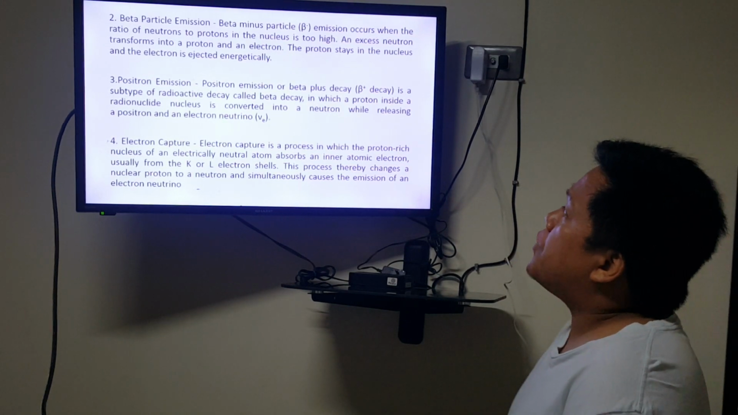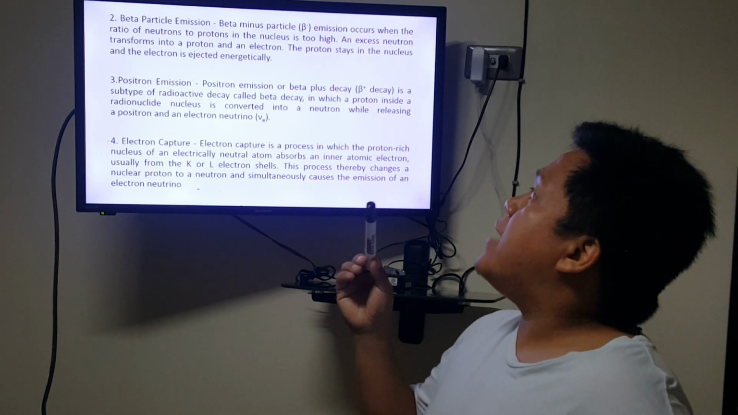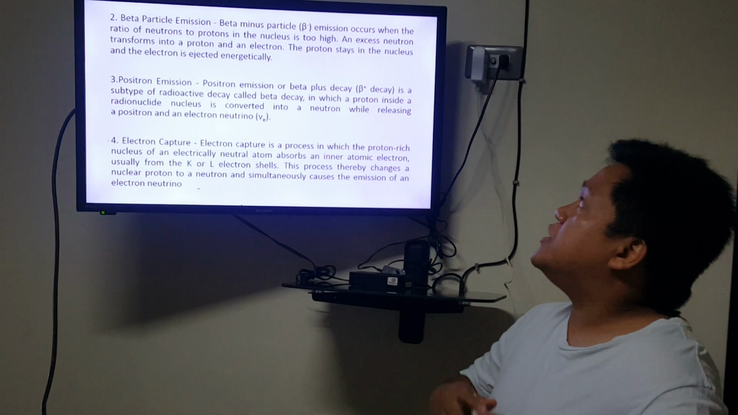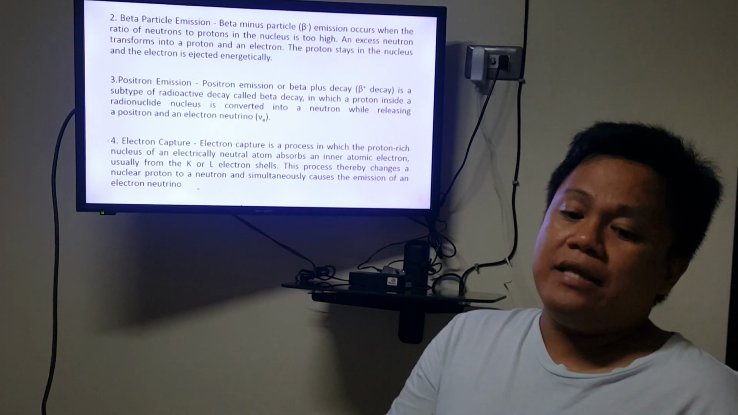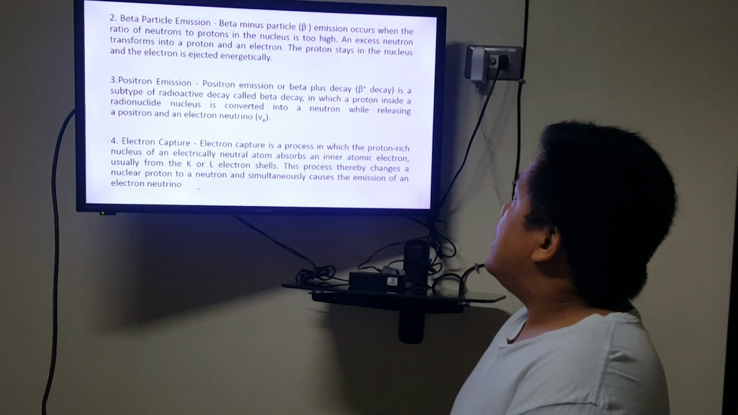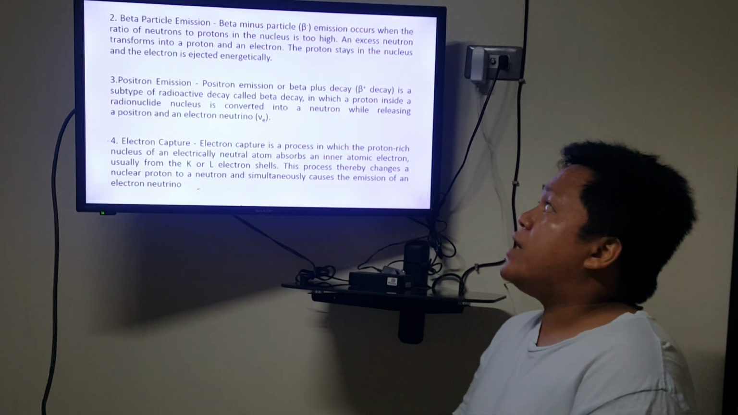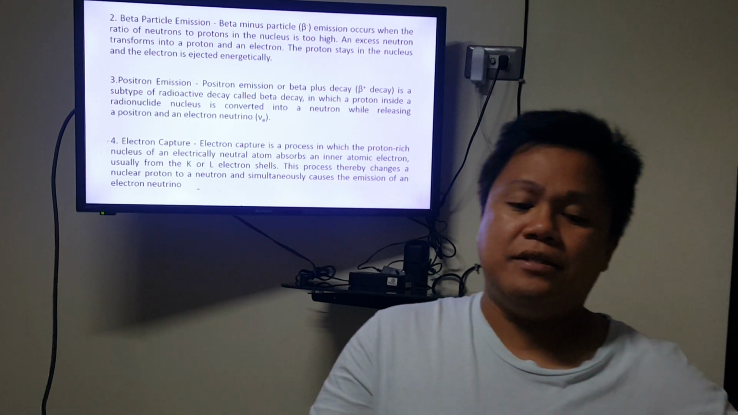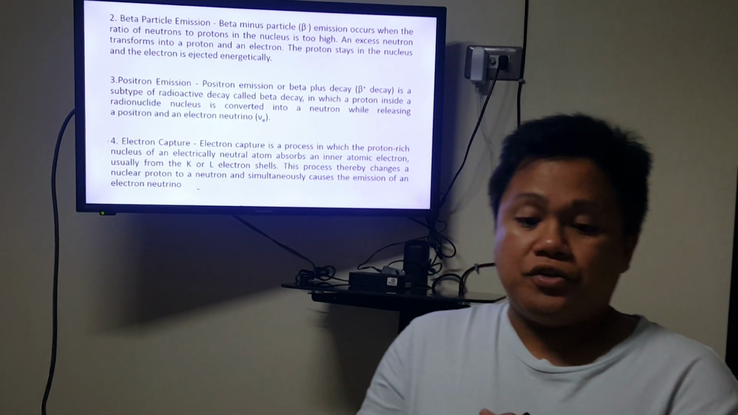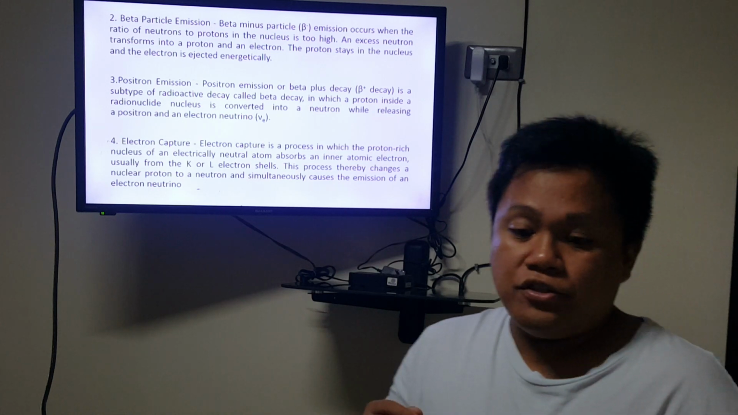Number 2 is beta particle emission. Beta minus particle emission occurs when the ratio of neutrons to protons in the nucleus is too high. An excess neutron is transformed into a proton and an electron. The proton stays in the nucleus and the electron is ejected energetically.